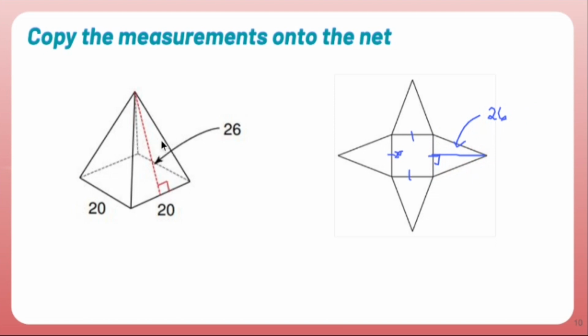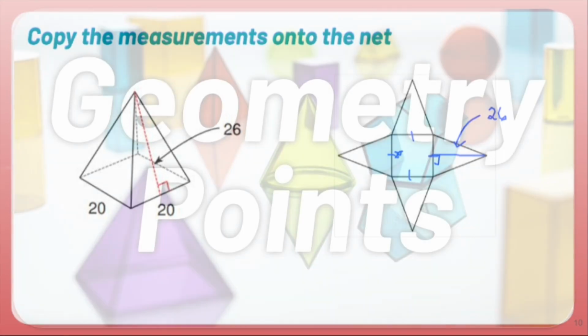Whenever you have a cone or a pyramid and you're probably being asked to find a volume, the slant height is like the height of the diagonal side of whatever shape you're dealing with. Now, what that looks like flat is the height of a triangle in this case. But that's all I had to do here. Copy the measurements onto the net. Dunzo funzo.